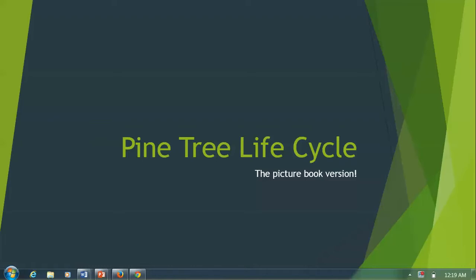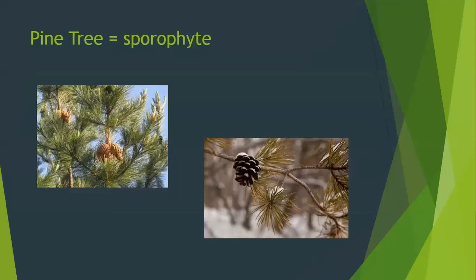This really mini video just shows you actual photos of the things that we talked about in the last mini video. So we're going to look at the pine tree life cycle, the picture book version, and we'll start with the pine tree. And the pine tree, remember, is the sporophyte generation.